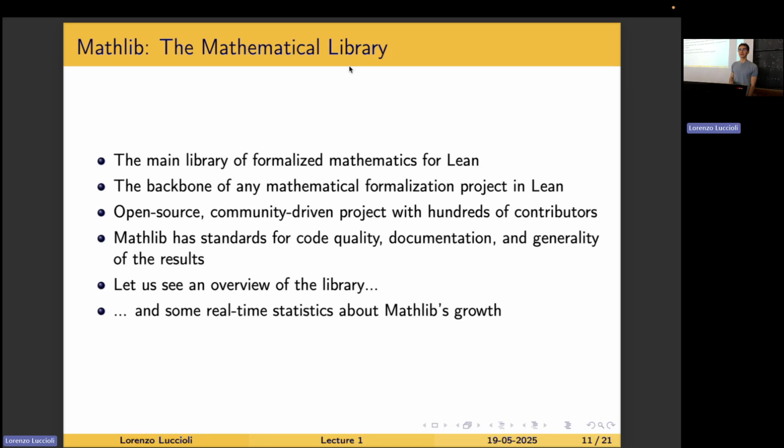Can I ask a question? Yeah, sure. So you mentioned that there are still 200,000 theorems and 5 or 600 contributors, which means that on average the contributors contributed several hundreds of theorems.